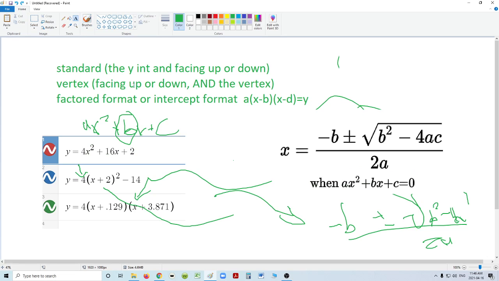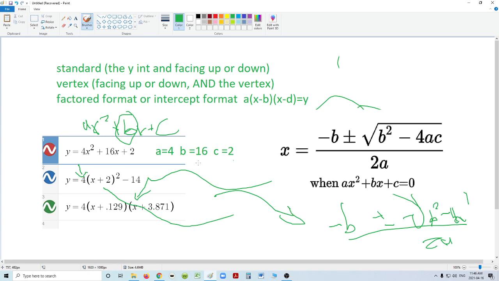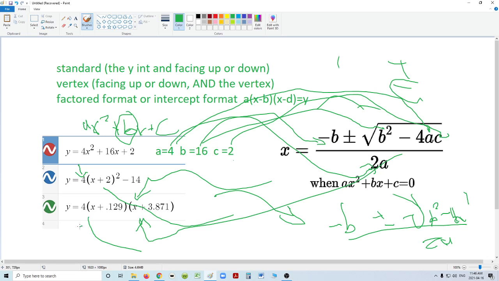Our a is equal to 4 here. Our b is equal to 16. And our c is equal to 2. You can forget all the x's and everything. And then you just take these values and you plug them into the quadratic formula. c is only used once, and b is used multiple times. However, this plus or minus must be used once where you add the square root, which is called the discriminant, and subtract the discriminant to come up with the two possible roots.